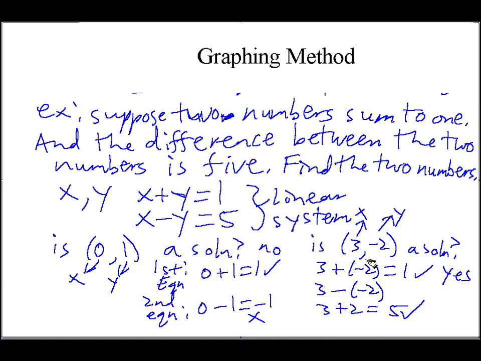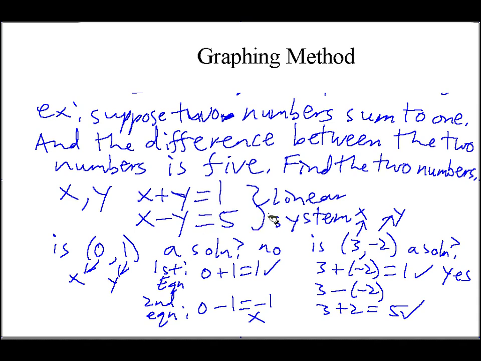Right. Again, this ordered pair is a point. That means what? Since it satisfies both equations, that means it's on both lines. That means this point is on both of these lines. And these are just mx plus b lines, which we'll get them in that form in a moment here.